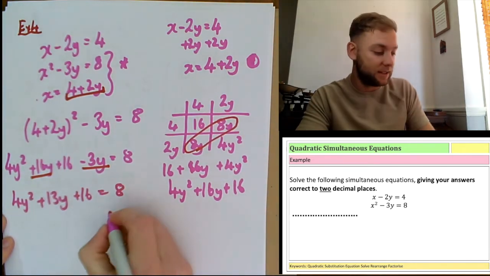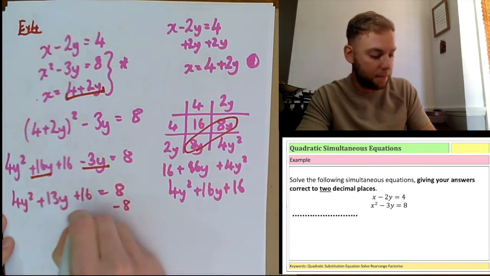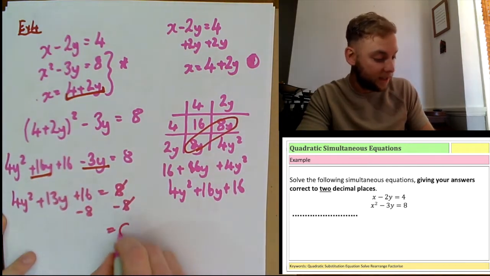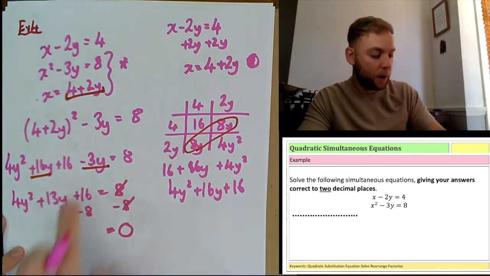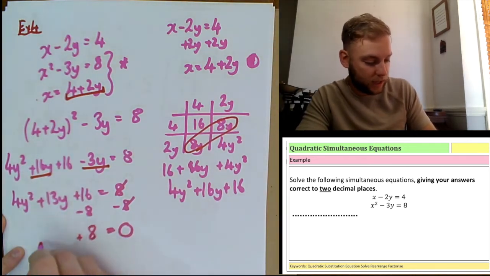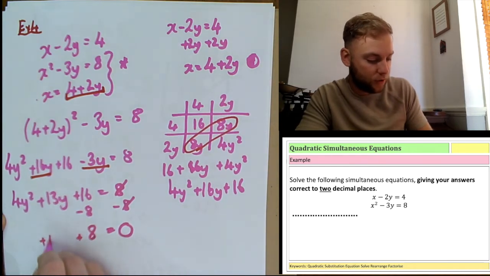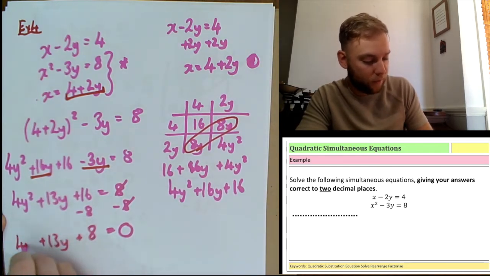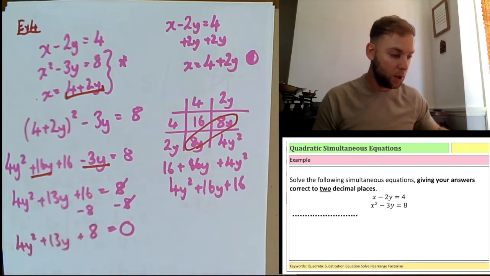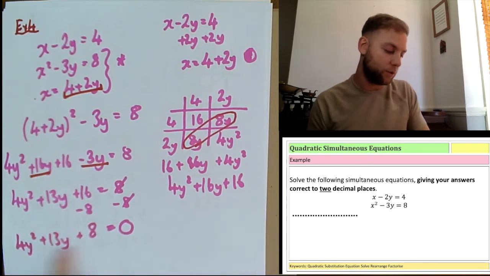Now I need to make it equal to 0, so I'm going to do that by minusing 8, minusing 8. If I minus 8 from this side, the whole point of this is I make it equal to 0. I'm minusing 8 from this side. 16 minus 8 is equal to 8, plus the 13y plus the 4y squared. Absolutely brilliant. So now we've got our quadratic.